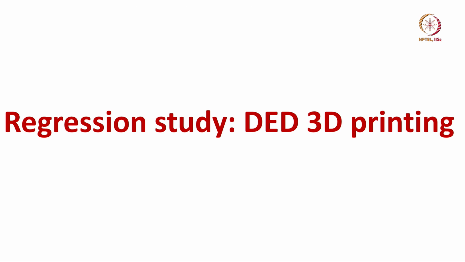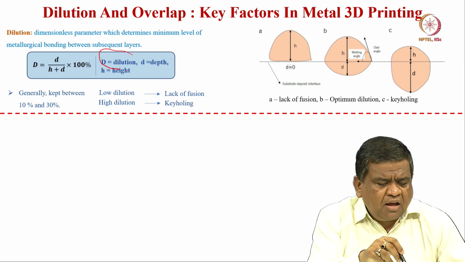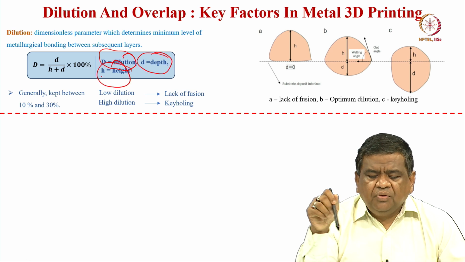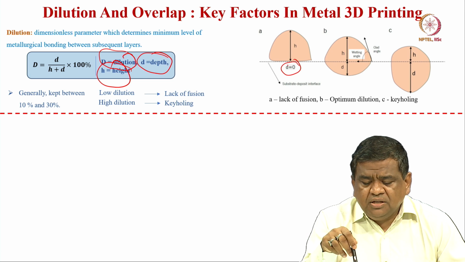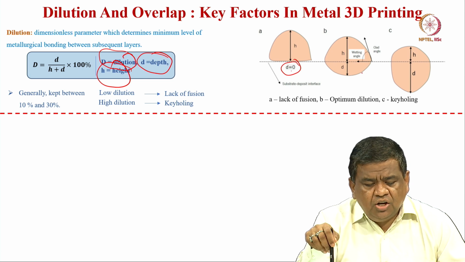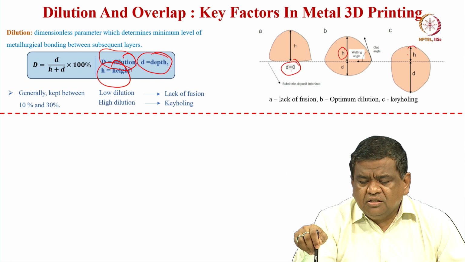Let us move on to some of the examples of DED 3D printing. As I mentioned, in the case of DED 3D printing there are some examples that I have given. Here, small d is the depth and H is the height, and capital D is your dilution. In the first case the height is 0.